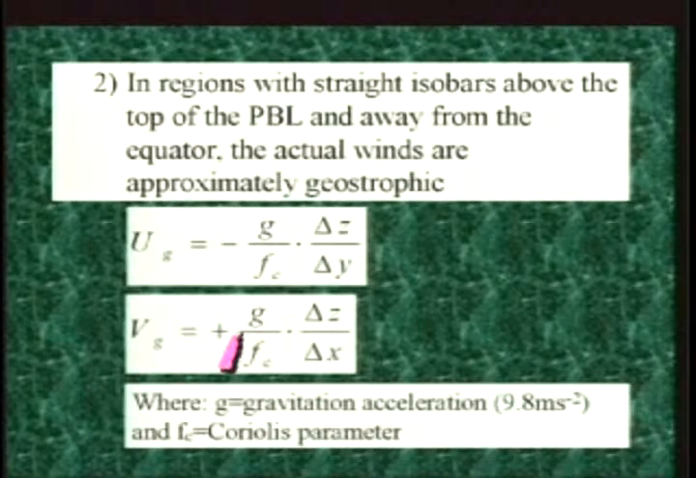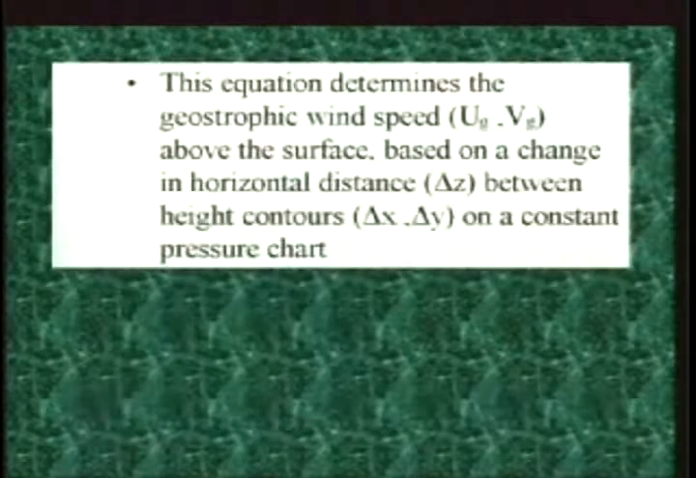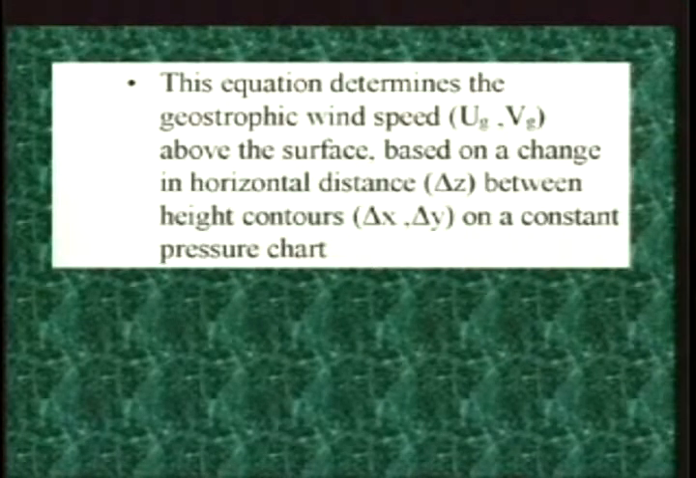Here's another set of equations. It takes into account the same thing, but we're looking at geostrophic wind. The same variables, gravity and Coriolis force, just set up a little differently here. The plus and the minus shows up in there primarily because we're changing direction from north to south or east to west. G is the gravitational acceleration. That's a given, 9.8 meters per second squared, and Coriolis force. This equation determines the geostrophic wind speed above the surface based on a change in horizontal distance between height contours on a constant pressure chart.